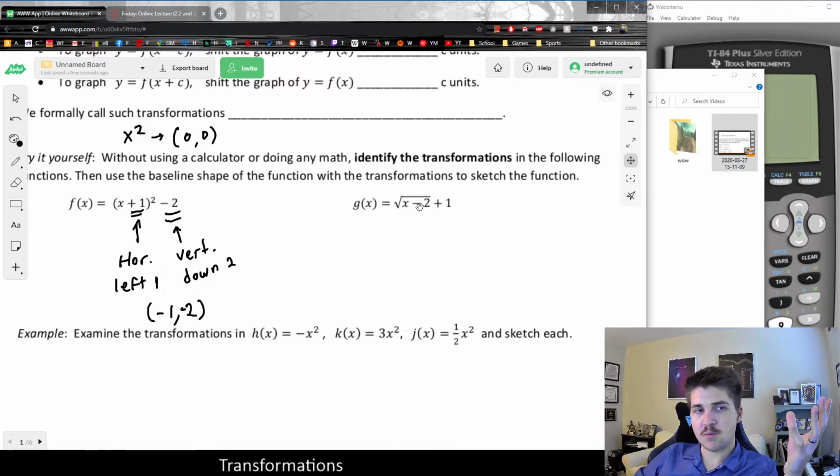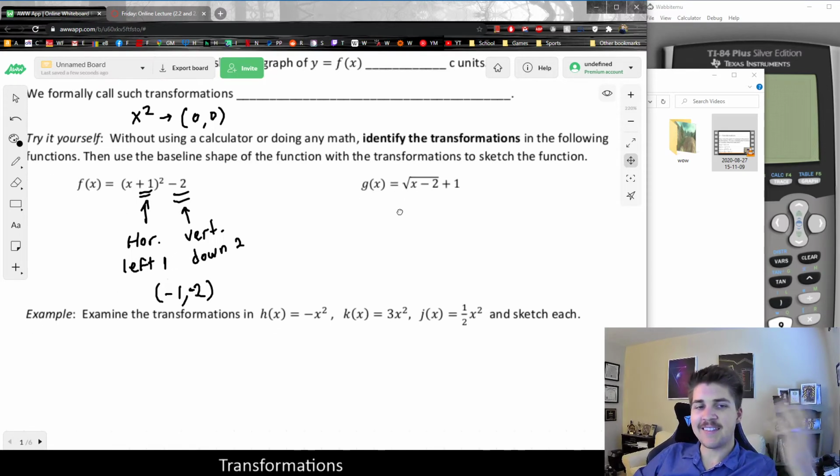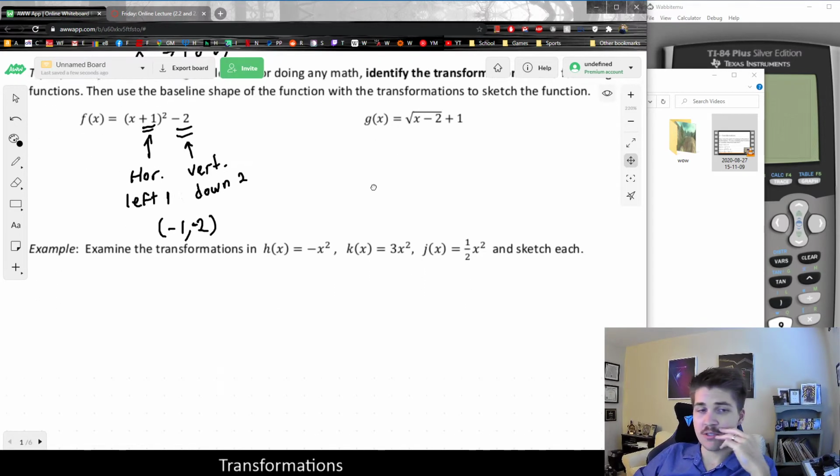So this function would be shifted to the right 2 units and up 1 unit. And then again, that square root, we don't technically call it the vertex, since it is a half parabola. It would be kind of like a vertex, but it would be that starting point for the little rainbow. And that's how you could imagine what this graph looks like without having to do anything. And again, that's the value of transformations in general.